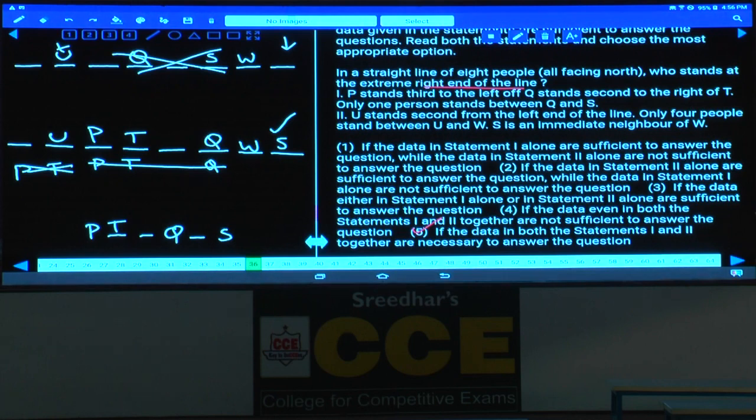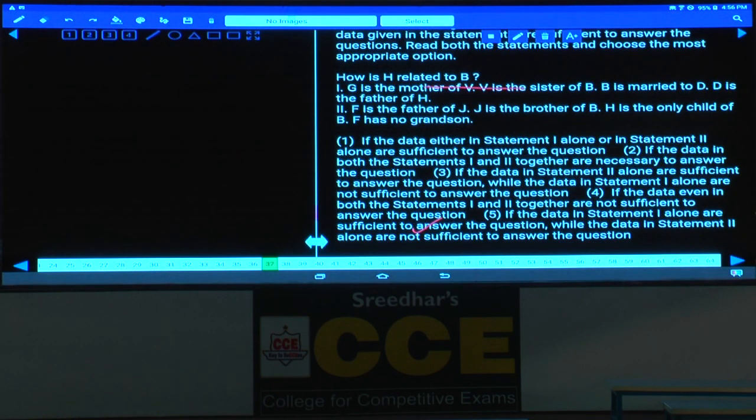Clear now? Now this is about question number 36, choice 5. Then tell me question number 37, how is H related to B? Now the question is about what? How is this H related to B? G is the mother of V. Mother of V. V is the sister of B.